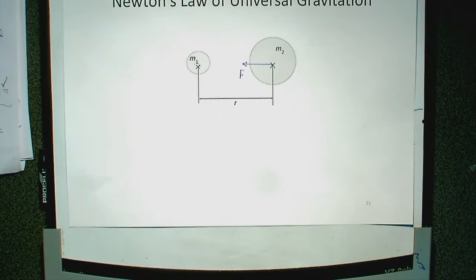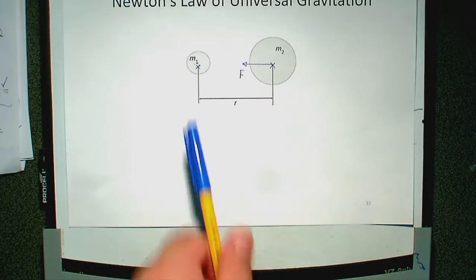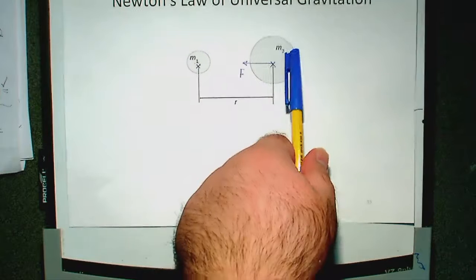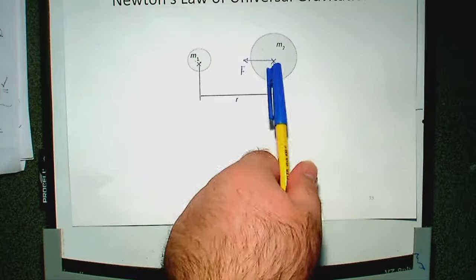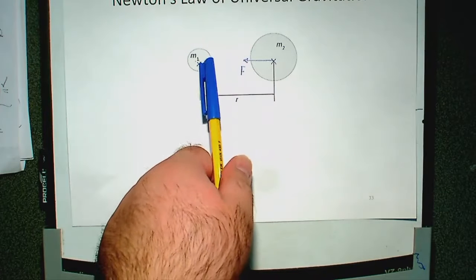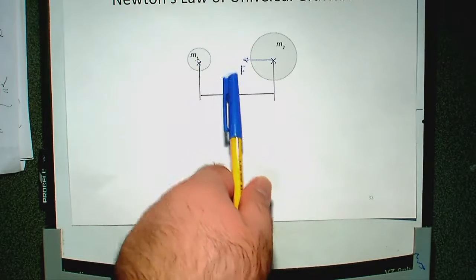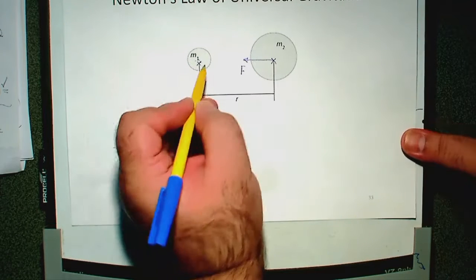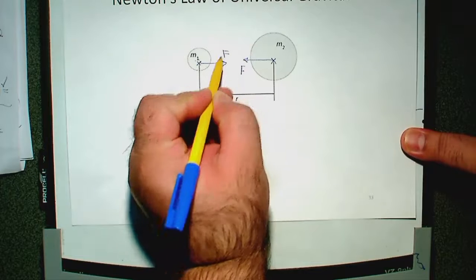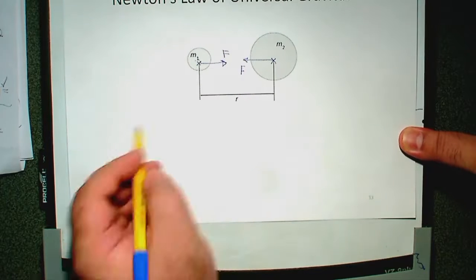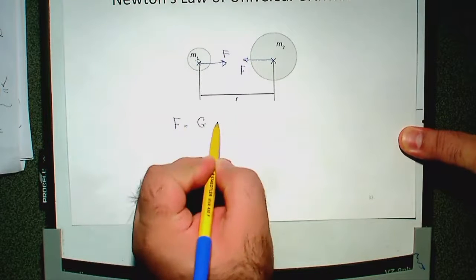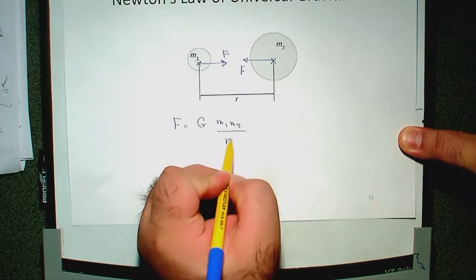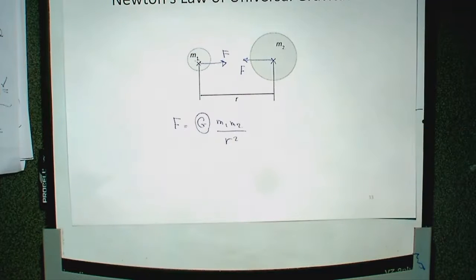Based on Newton's third law, if M1 applies F to M2, action, there is a reaction. Yes? From M2 to M1 with the same magnitude but opposite direction. And F can be given by G M1 M2 over R squared. G is some experimental constant. We know its value.